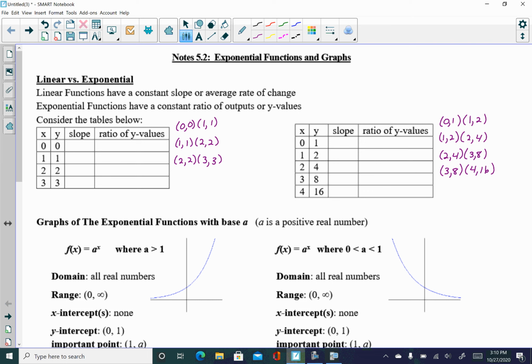I'll go ahead and highlight this for you. Linear functions have a constant slope or average rate of change. Slope and average rate of change are just synonyms with one another, essentially. Exponential functions, on the other hand, have a constant ratio of your y values. So that's what I want to illustrate down here in the example below.